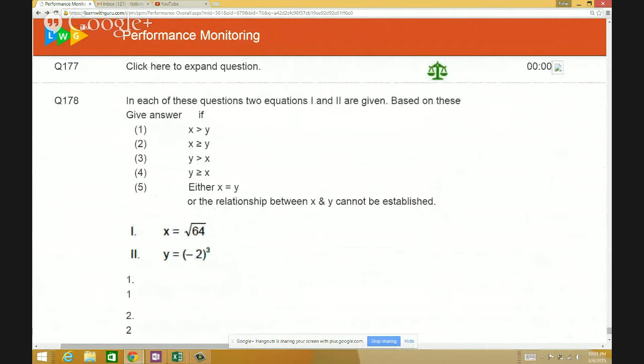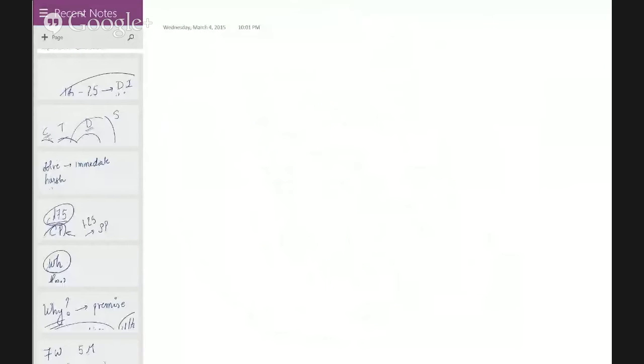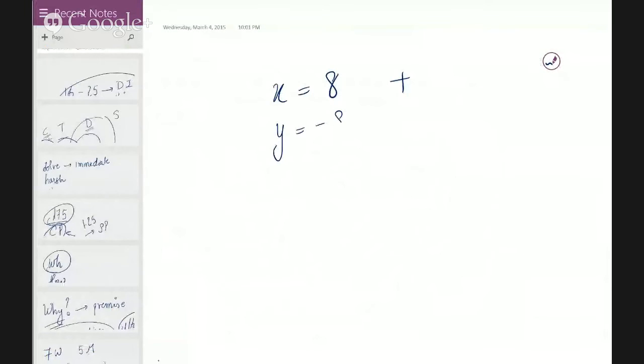Okay, now this is like the relationship between x and y. For example, let's say the first question I'll solve: square root of 64. What is the square root of 64? The square root of 64 is 8, so x is 8. Keep in mind, square roots are always positive, they're not negative. Sorry for that sign. They're always positive. Y is minus 2 cubed, so y is going to be minus 8.